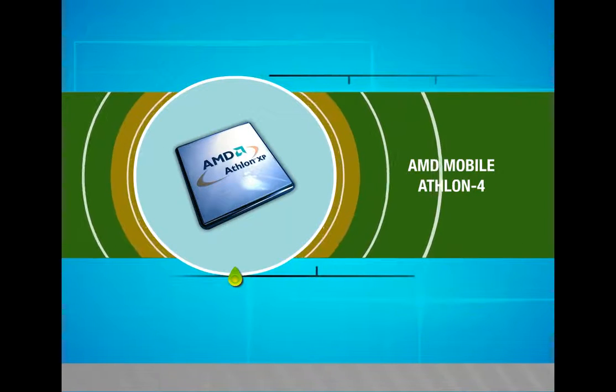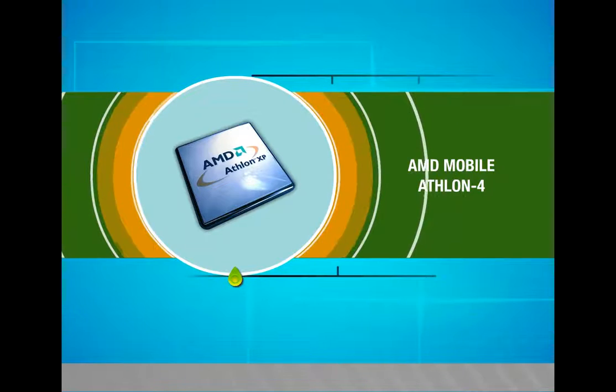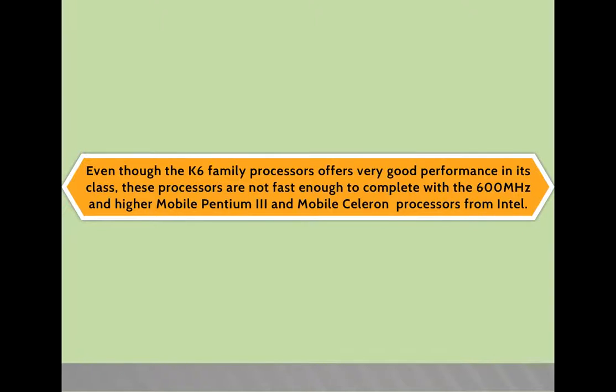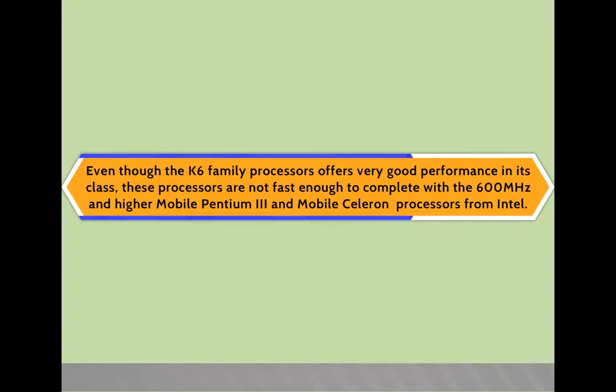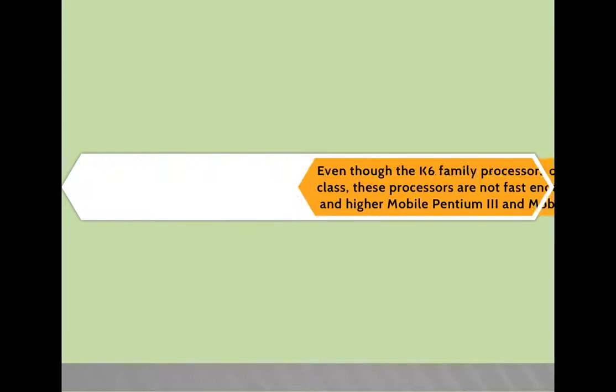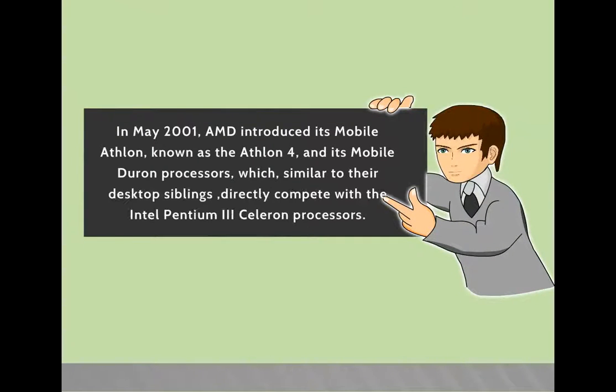AMD Mobile Athlon 4. In this video, we are going to see about AMD Mobile Athlon 4. Even though the K6 family processors offered very good performance in its class, these processors are not fast enough to compete with the 600 MHz and higher mobile Pentium 3 and mobile Celeron processors from Intel. In May 2001, AMD introduced its Mobile Athlon, known as the Athlon 4, and its Mobile Duron processors, which, similar to their desktop siblings, directly compete with the Intel Pentium 3 and Celeron processors.